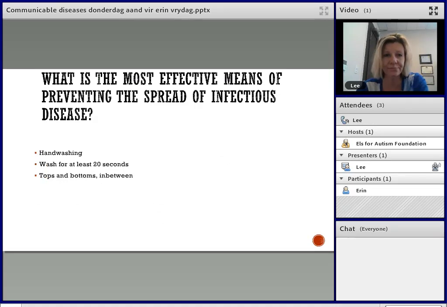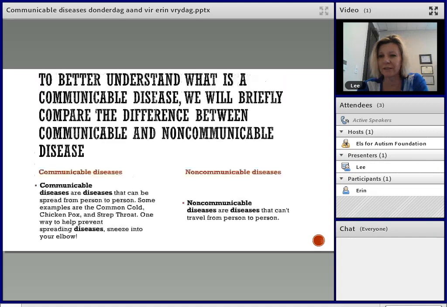Not always. So what is the most effective means of preventing the spread of infectious disease? Can you guess it? Yes, hand washing. You wash for at least 20 seconds, and if you don't know how long 20 seconds is, you can sing happy birthday twice to yourself. And remember tops and bottoms of the hands and in between the fingers.